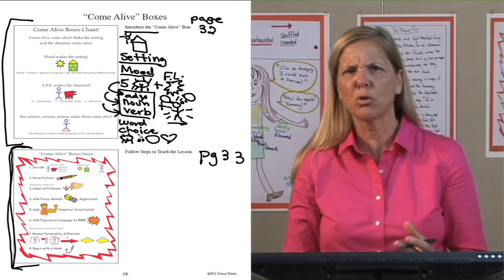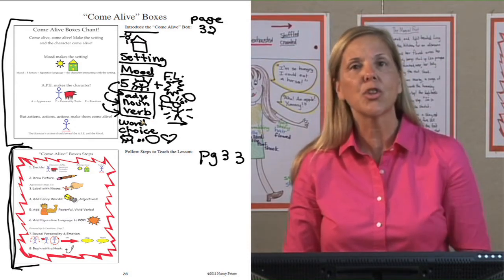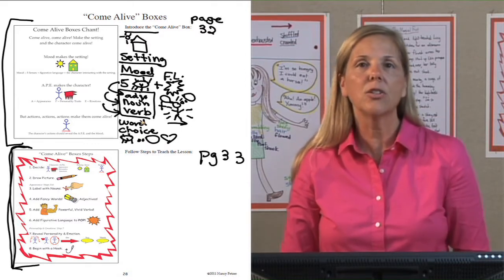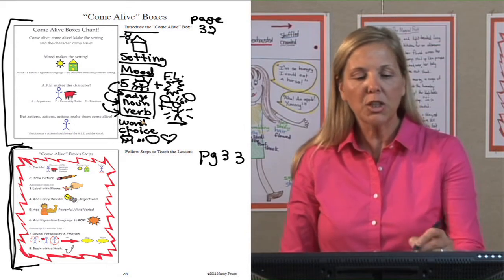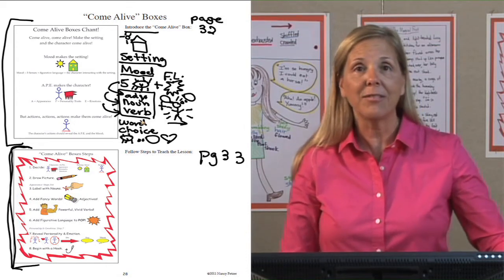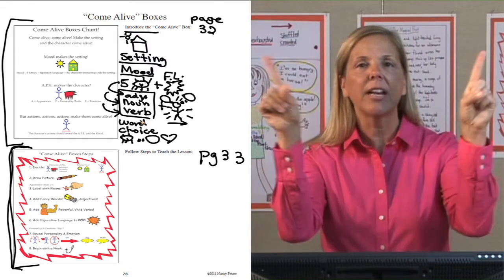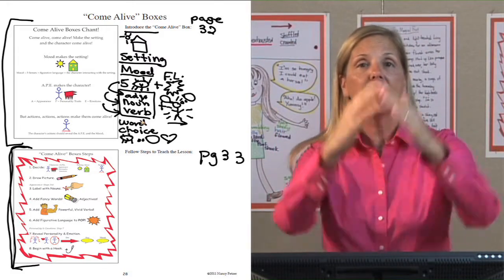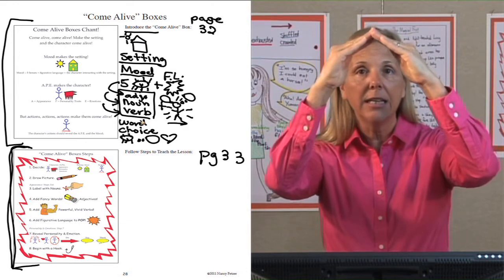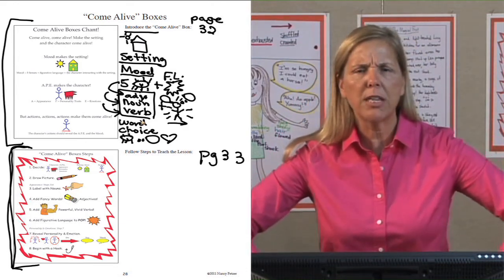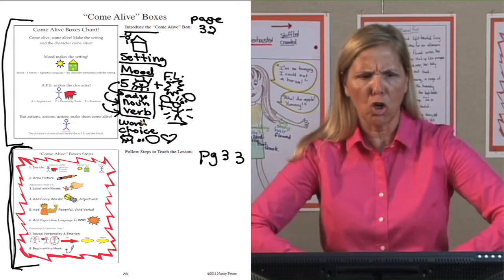So imagine when children are reading, these are the techniques they're going to find and discover and identify so that they can talk about the mood. Let's go to our chant again. Ready, everybody? Come alive, make the setting and the characters come alive. Mood makes the setting. Let's go to the character now. Make your arms like this, like you're an ape, and say, ape makes the character.